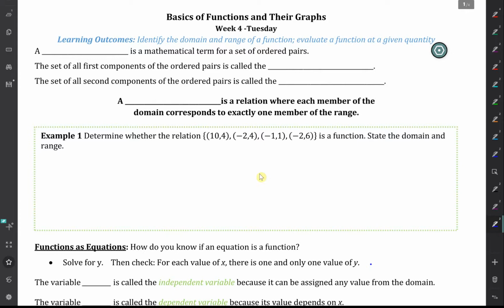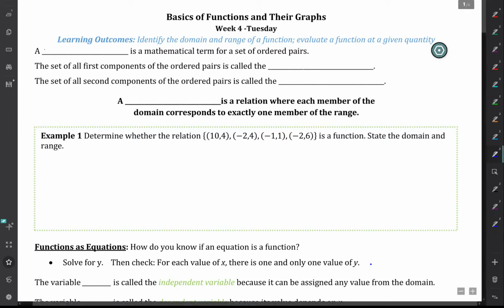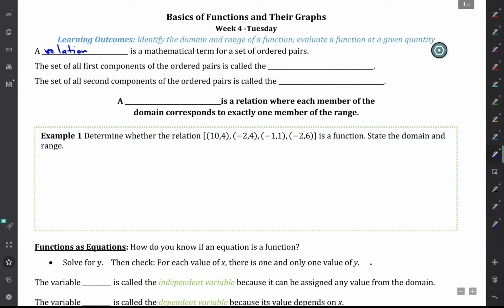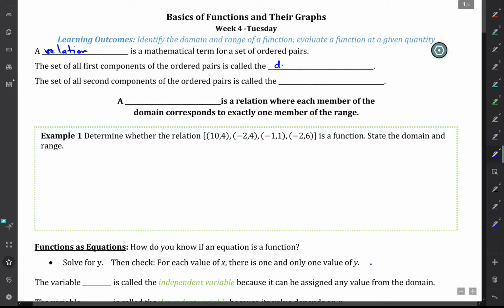Okay, today we're going to learn about relations and functions. So a relation is a mathematical term for a set of ordered pairs. It's like you're basically giving a relationship between the first ordered pair and the second. The set of all first components of the ordered pairs is called the domain. And that's typically your x's or your inputs.